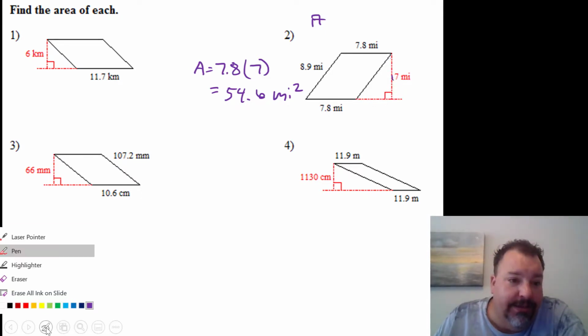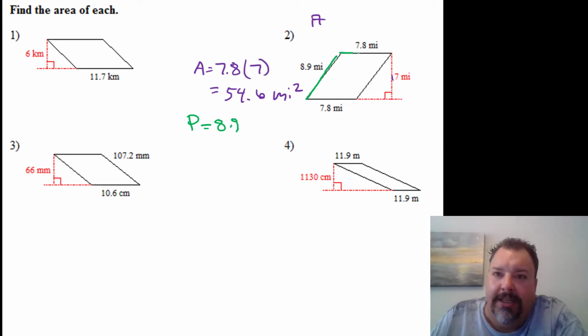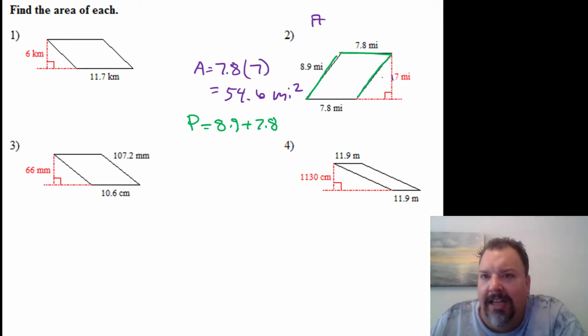Now let's do the perimeter. So let me change colors here. For the perimeter, remember for perimeter we just go around the sides and we add them up. So if I start here, this side here is 8.9, and then I go along the top, that's 7.8. Then I go along this side. Oh, that one's not labeled, so what is it? Well, the opposite sides for a parallelogram are equal, so it's not labeled, but this one is 8.9. Then we go along the bottom, that's 7.8.